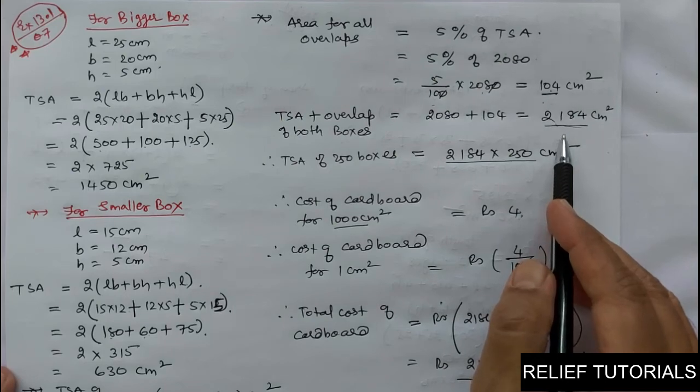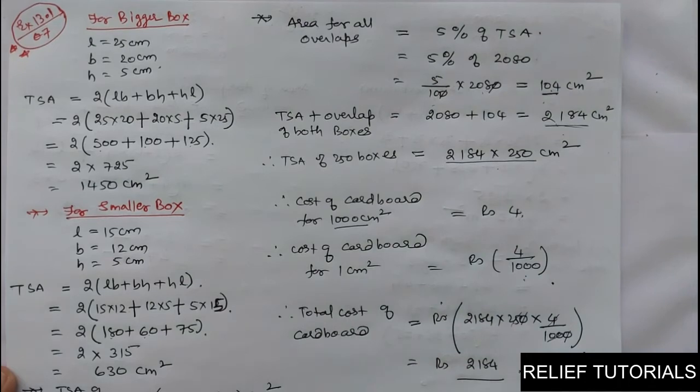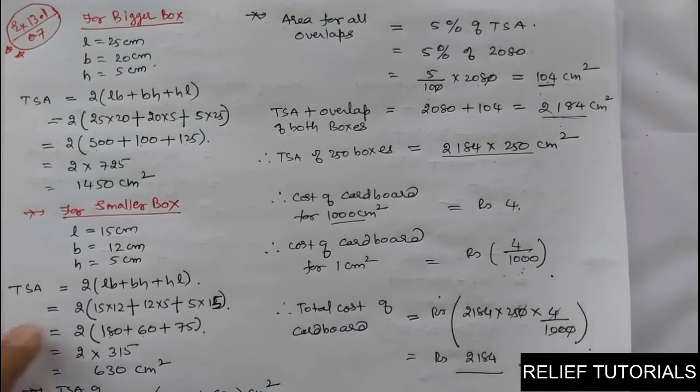Now we have 250 such boxes. So the TSA of 250 boxes we got. Now we will find the cost. So the cost of 1000 centimeter square is rupees 4. So 1 centimeter square is 4 upon 1000. And the total centimeter square is this, so you multiply by 4 upon 1000, and the answer will be 2184. Have you got it? So with this we have completed our exercise.